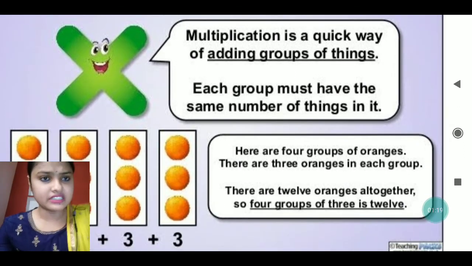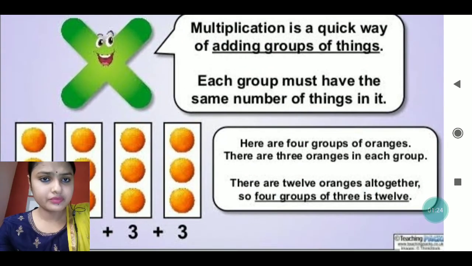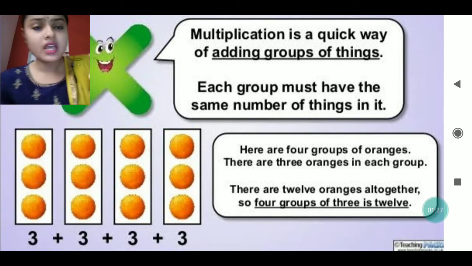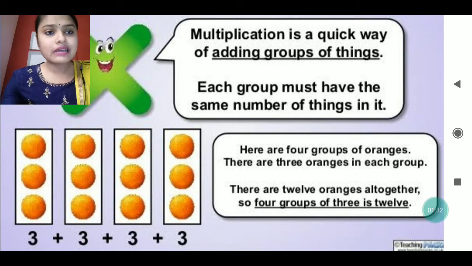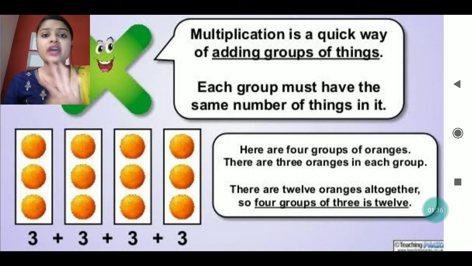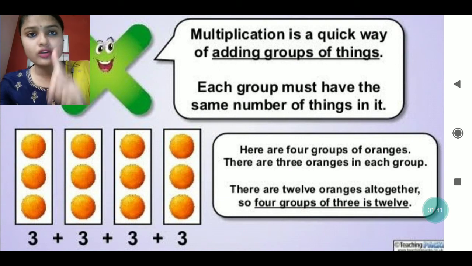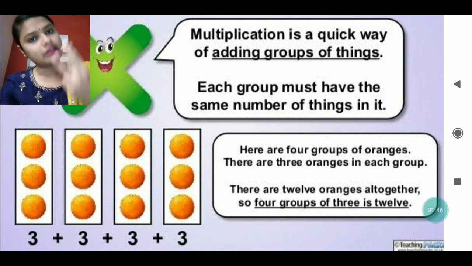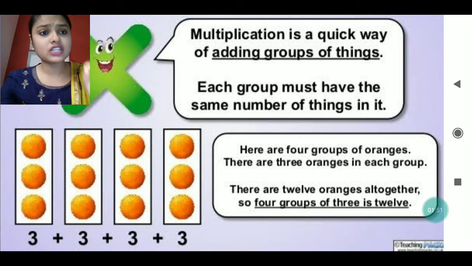Next, you can see one example is also given to you. In this example it is written, here are 4 groups of oranges. There are 3 oranges in each group. In all the 4 groups, there are 3 oranges: one group 3 oranges, second group 3 oranges, third group 3 oranges, fourth group 3 oranges. Everywhere it is 3 oranges only. So there are 12 oranges altogether.